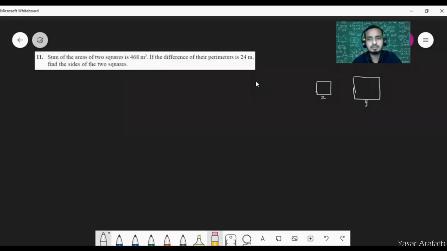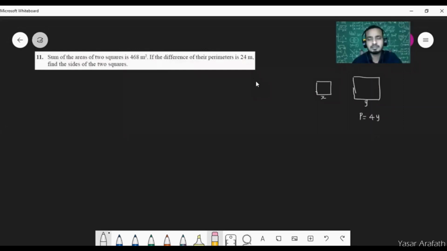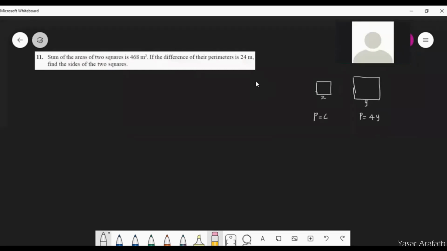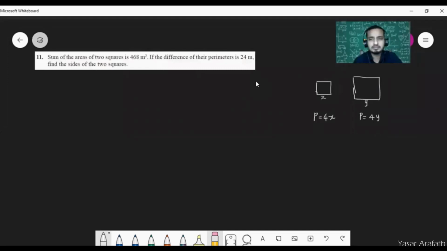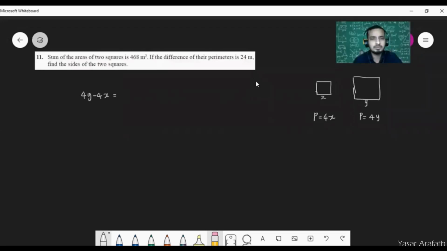So what will be the perimeter of the larger one? 4y, right? This is not a rectangle, this is a square. And what about the perimeter of the smaller one? 4x. Now take the difference, larger minus smaller. So 4y minus 4x is equal to 24.